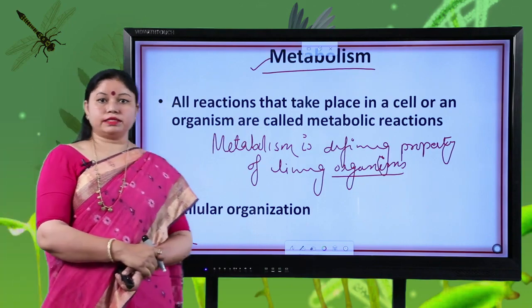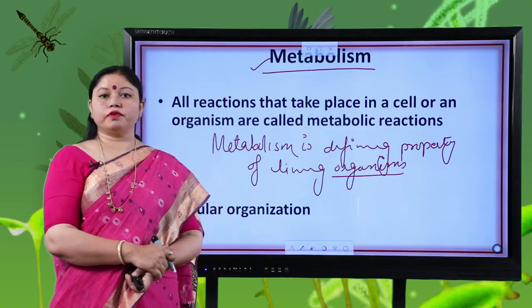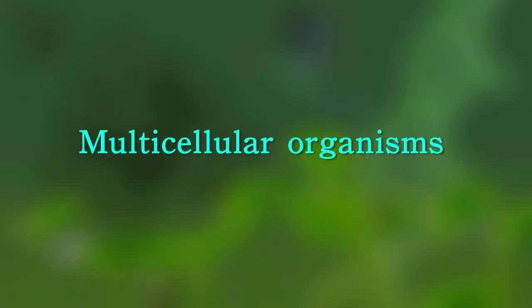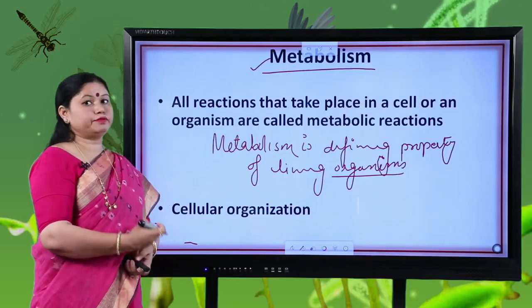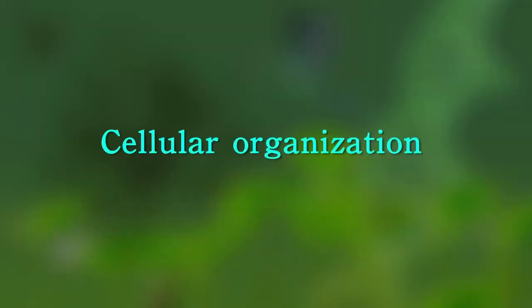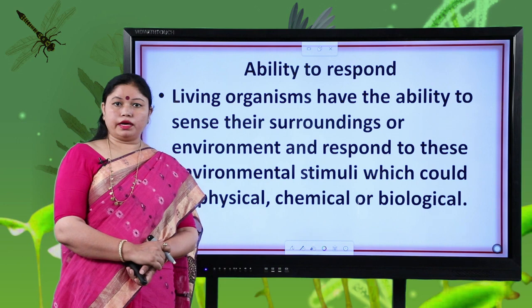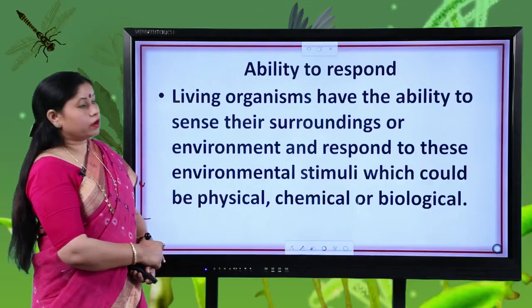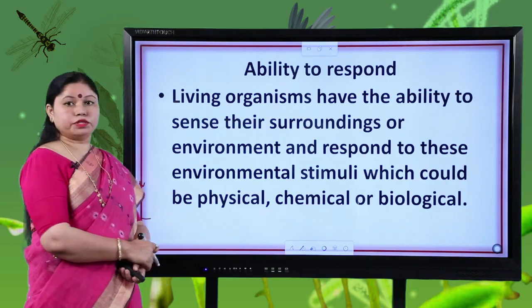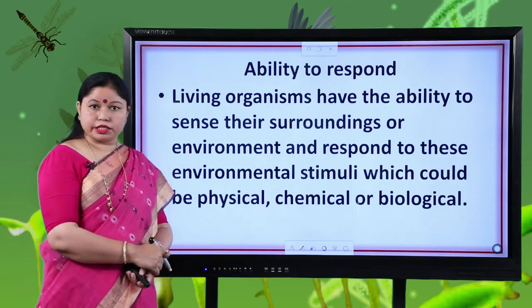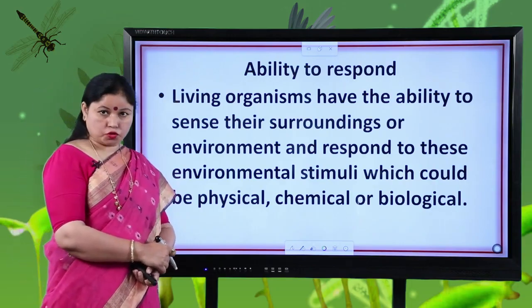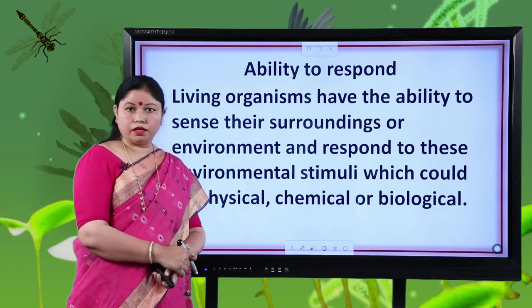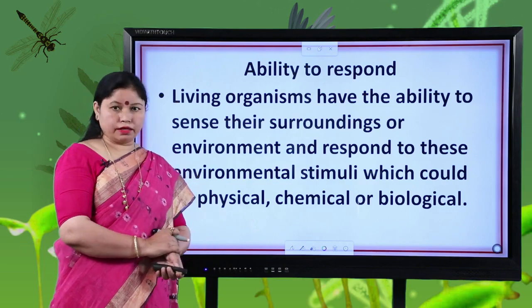For this metabolism to take place, the organism's body must be constituted of at least a single cell. There can be multicellular organisms, but at least one cell is required for life to sustain. Therefore, cellular organization is another defining property of living forms. Let us explore another feature that is considered as one of the important features of living forms, their ability to respond to their environment. Living organisms have the ability to sense their surroundings or environment, and they respond to these environmental stimuli, which could be physical, chemical or biological. Let us understand what these are.